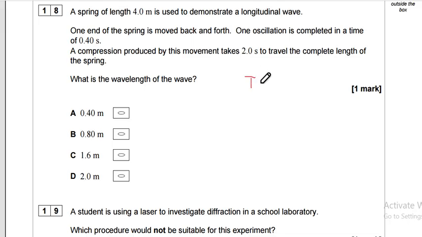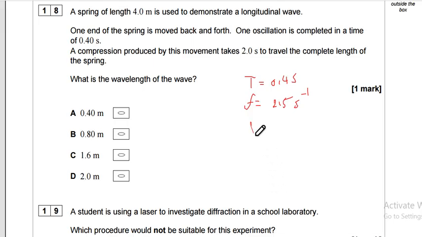So we have T here equal to 0.4 seconds. This is the time in which one oscillation is completed, the periodic time. We have the frequency as the inverse of 0.4, which is 2.5 second to the minus 1.